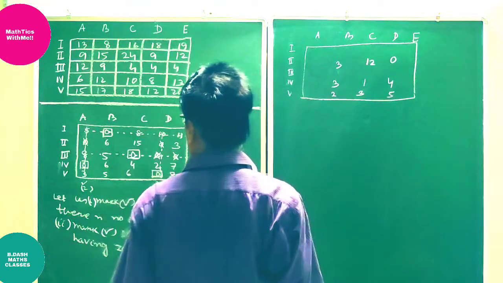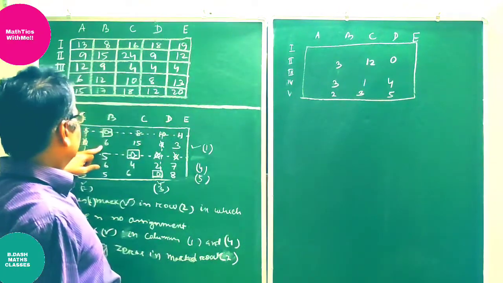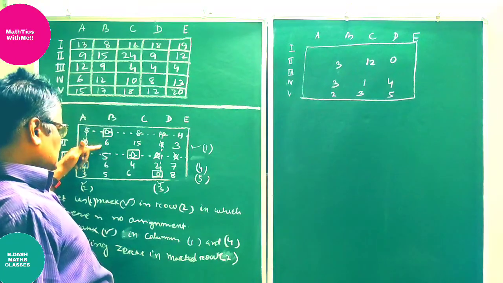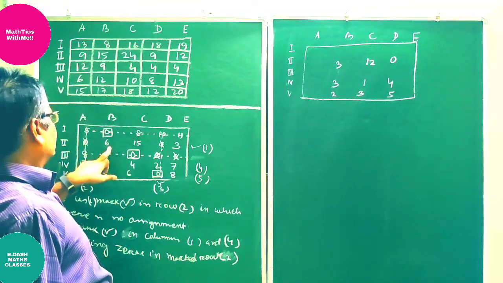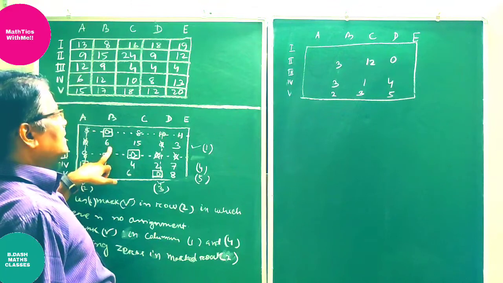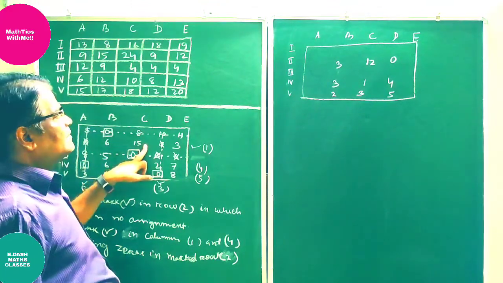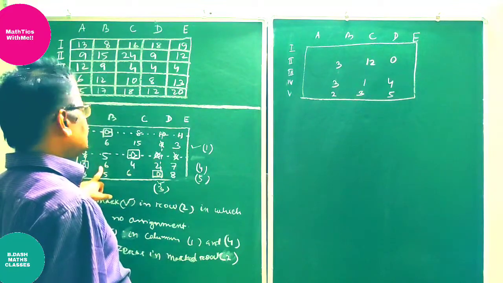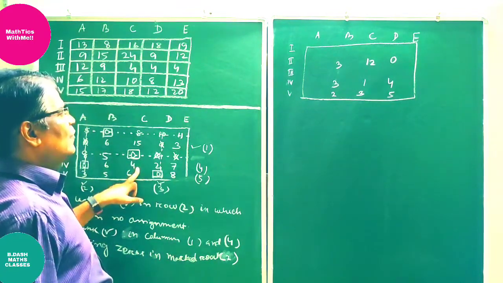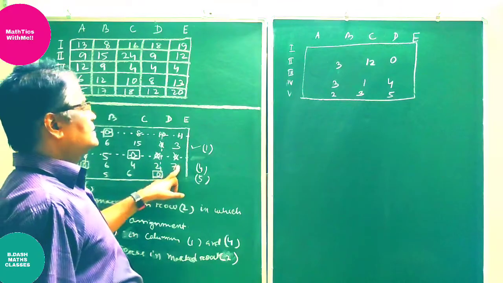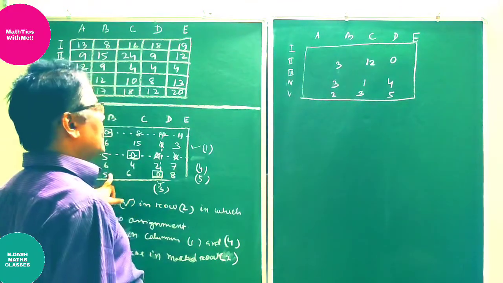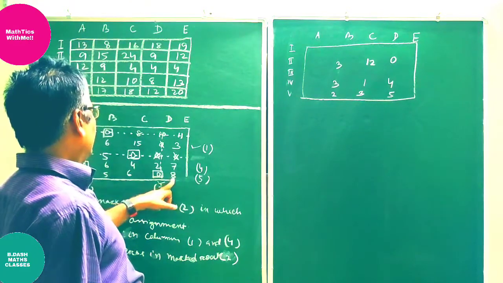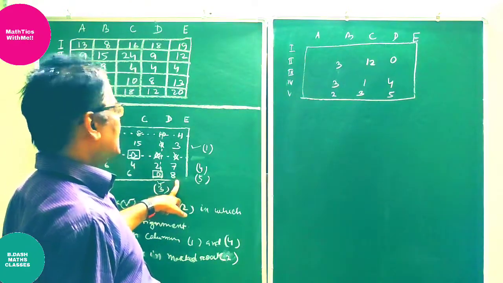So we are subtracting 3 from the numbers that do not have lines among them. 6 minus 3, 3, 15 minus 3, 12, 3 minus 3, 0. This is 6 minus 3, 3, 4 minus 3, 1, 7 minus 3, 4, 5 minus 3, 2, 6 minus 3, 3, 8 minus 3, that is 5.